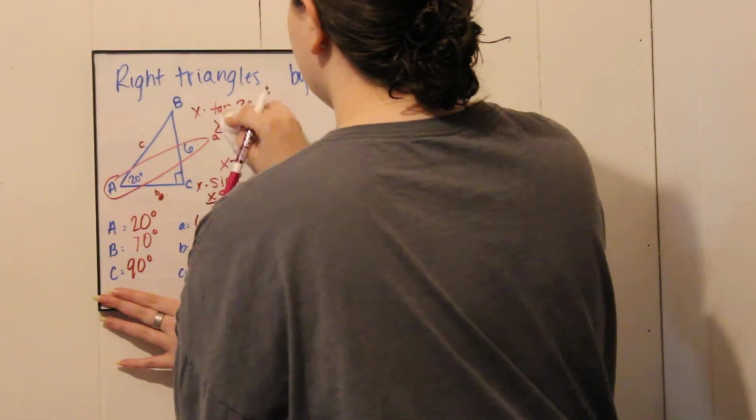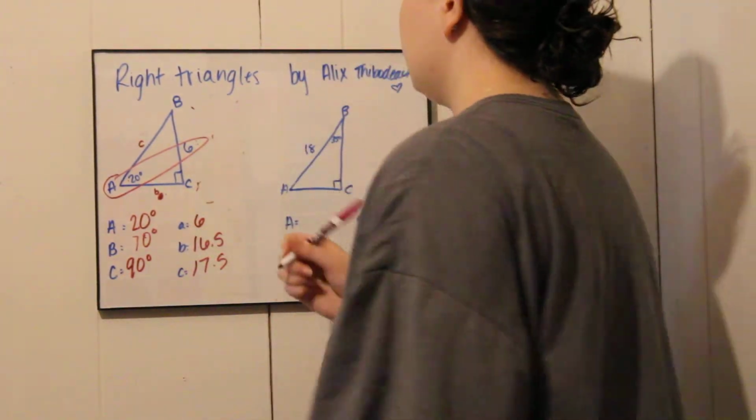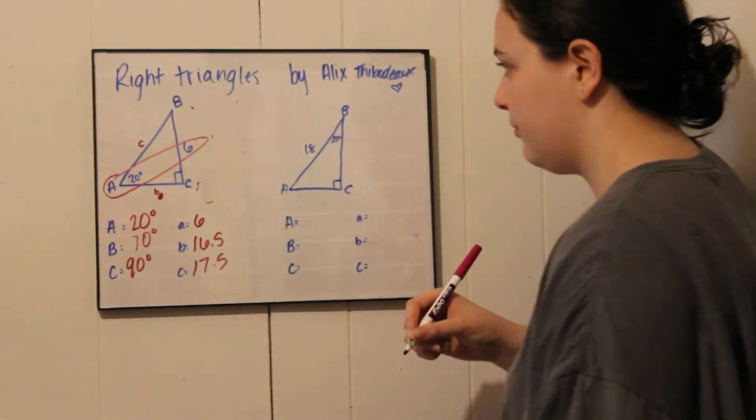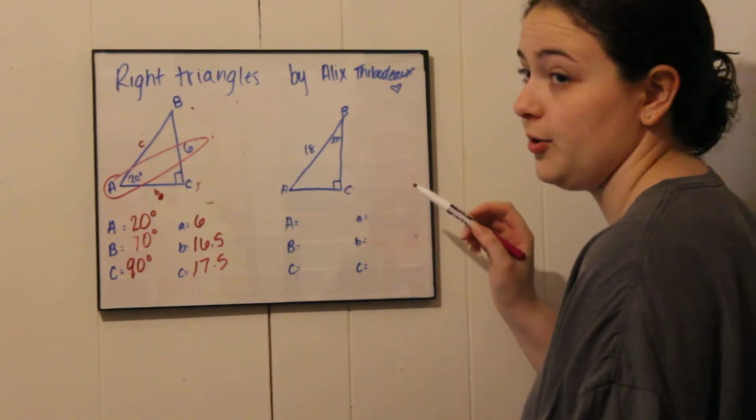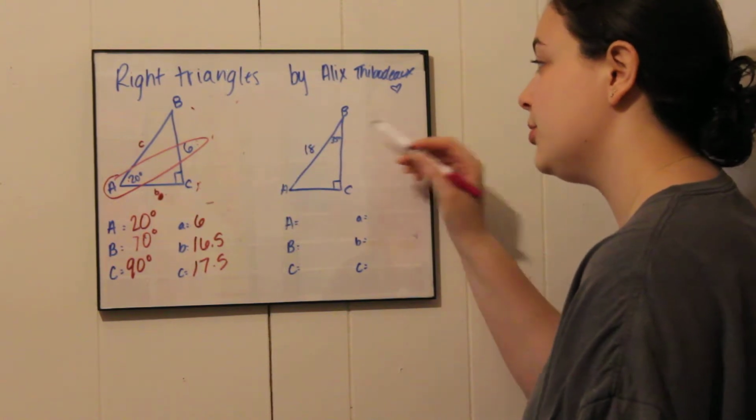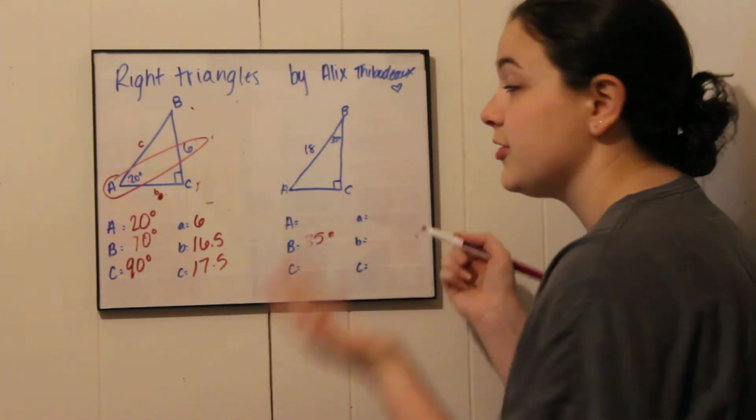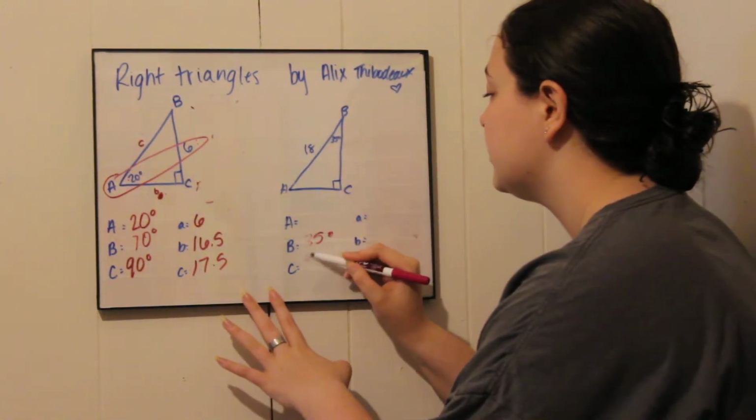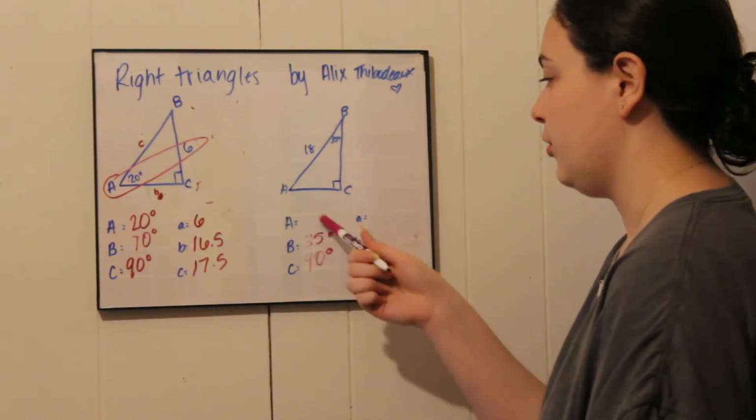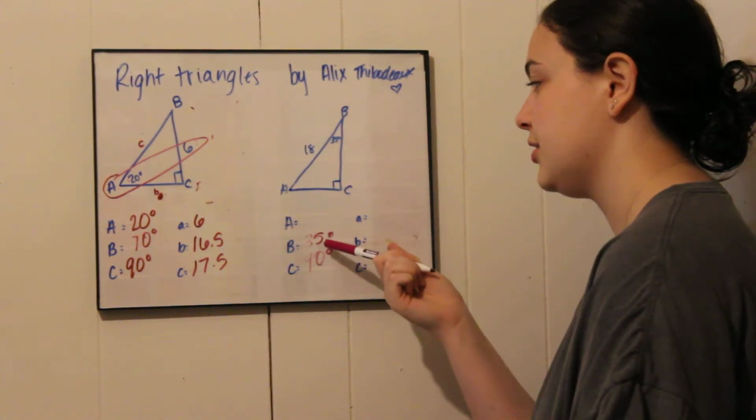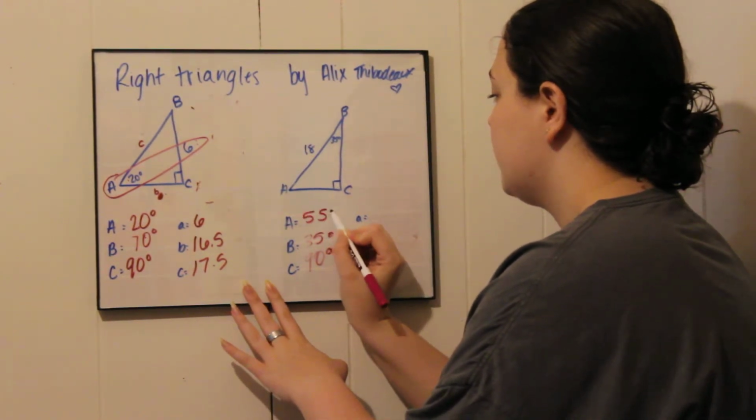Now we're going to do the next right triangle. And let's fill it in. So this time we don't have an angle A, so we're going to leave that blank. But we do have an angle B, which is 35 degrees. And we also have an angle C, which is 90 degrees. So in order to find A, again we subtract 35 from 90, and you get 55 degrees.